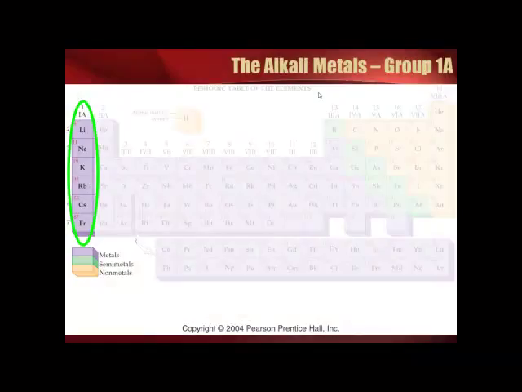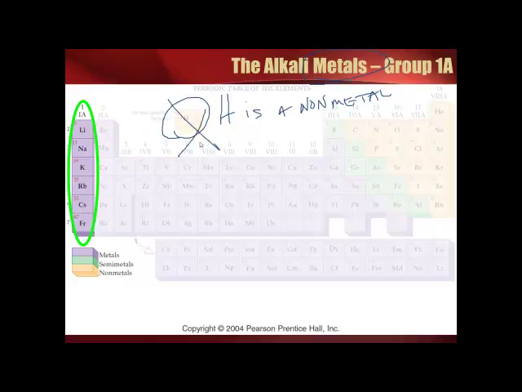Now, some groups have a special name, and we do want to learn those special names. Alkaline metals are group 1A. Now, this one's really important. This is hydrogen being weird again. Remember, I said hydrogen is a non-metal. Okay, hydrogen is a non-metal, even though we put it on the left. So it should not be included in the alkaline metals. Notice right here, I don't have hydrogen highlighted. So the alkaline metals are lithium, potassium, sodium, rubidium, cesium, francium. Okay, and those are the alkaline metals only.